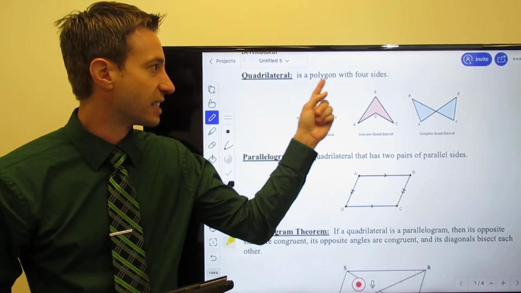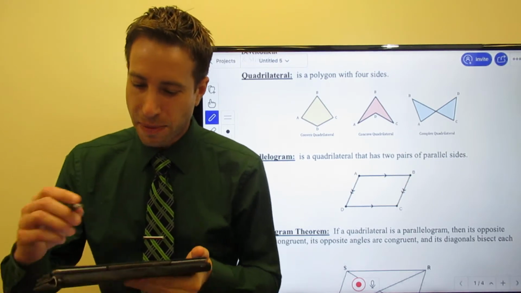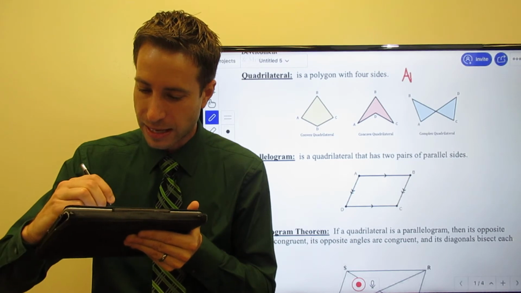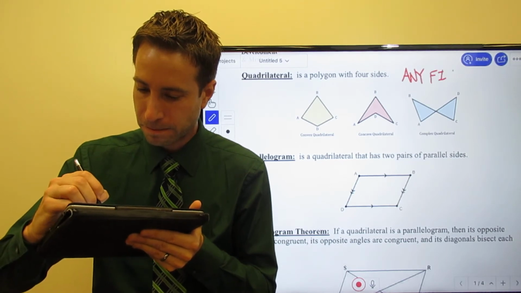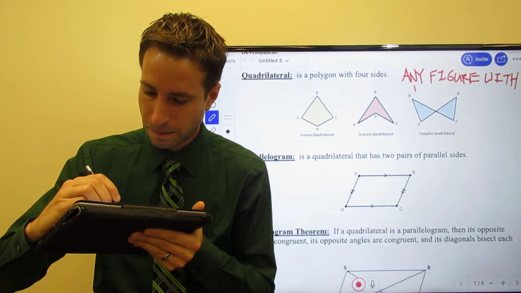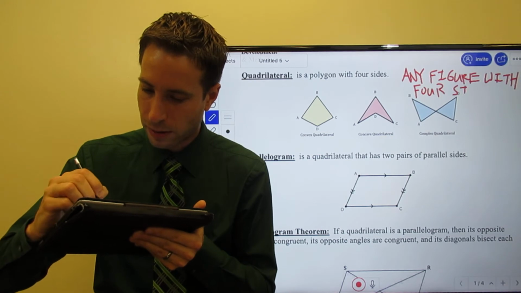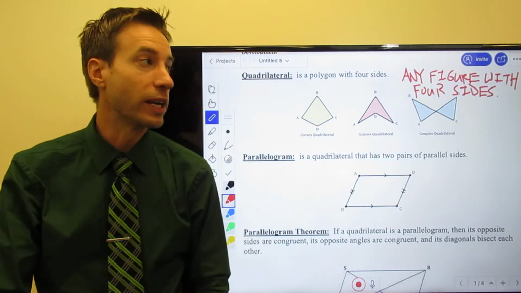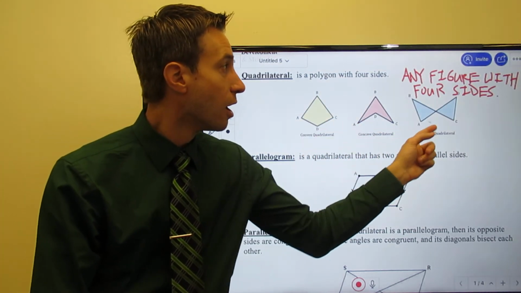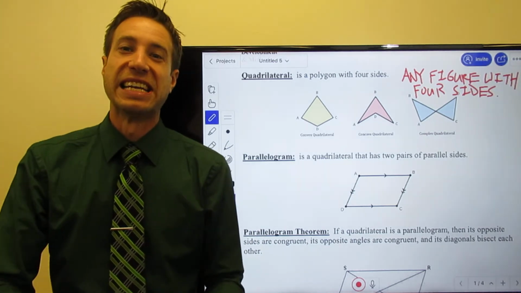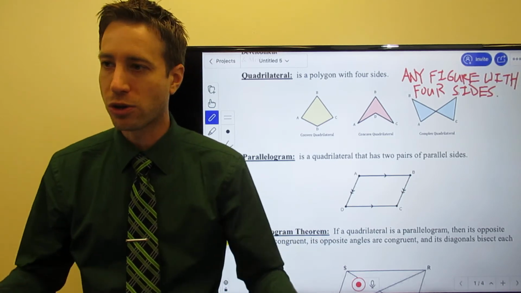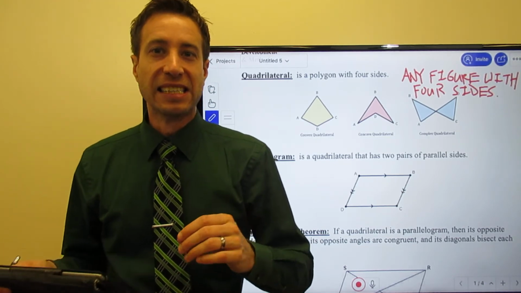Just a quick note here, because this is a great definition: a polygon with four sides, but essentially a quadrilateral is any figure with four sides. Any figure with four sides is going to be a quadrilateral. And I've got a couple of examples for you right here of quadrilaterals. The discussion on quadrilaterals really kind of ends there. As far as quadrilaterals go, it's just any figure with four sides.